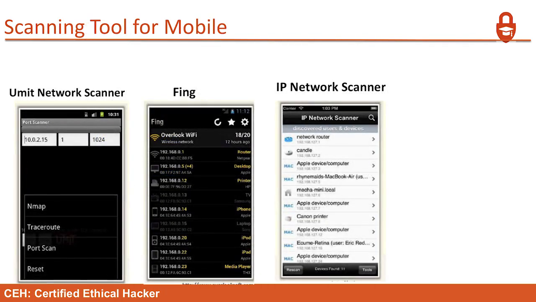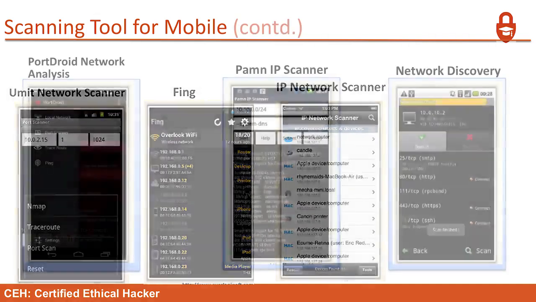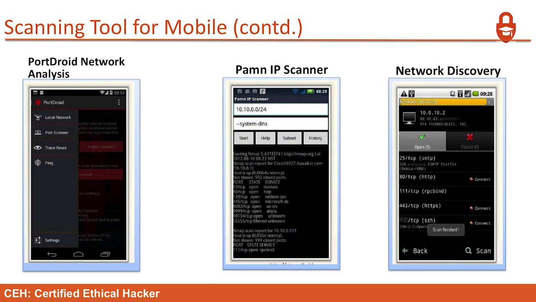Scanning tools for mobile. So again, we've got all this stuff for mobile. Don't discount it. It's a huge space nowadays. Keep in mind that phones can bypass all of that border gear that you've got. You've got millions of dollars in appliances on your egress points, and now a mobile device can let them go right around it and exfiltrate an entire database, and you have no idea. So you want to have some control over your mobile network. So let's go over some of the names. We have the UMIT network scanner, FING IP network scanner. You can see that that's for Droid. Port Droid network analysis, PIN IP scanner, network discovery.